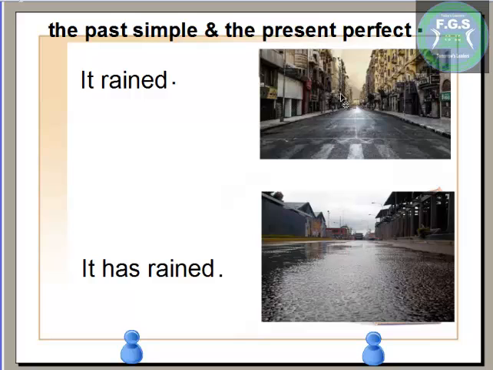So in picture number 1, we will say it rained. We will use the past simple, but here we will say it has rained. Why, Miss Dina, here in this picture we will use the present perfect tense, and why here we use the past simple? Okay, let's see.